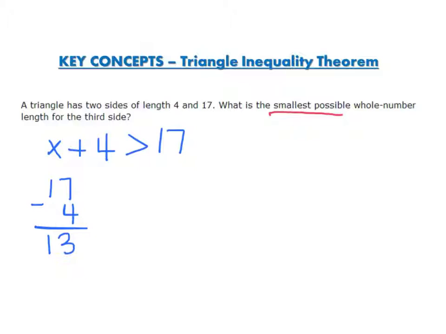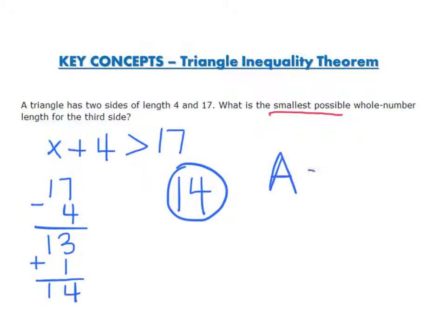That gives me 13. Anytime I need the smallest one, I'm going to add 1. So that gives me 14. So the smallest possible number for that third side is going to be 14. So if you want the smallest possible number, take the biggest number minus the little one and then add 1. Subtract and then add 1.